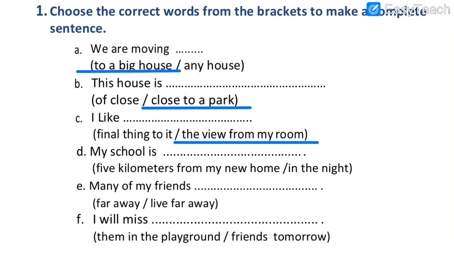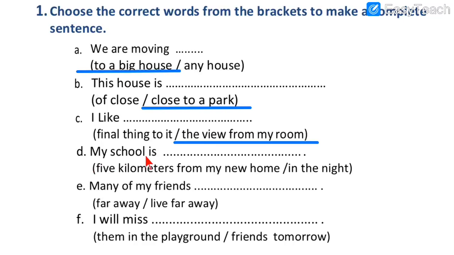I like the view from my room, because there is one verb, like. What is the object? The object is the view. I like the view from my room means I like the scene from my room. I like to see from the window and I like to see that view.